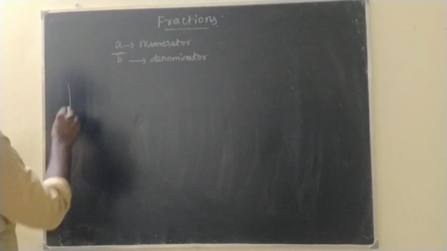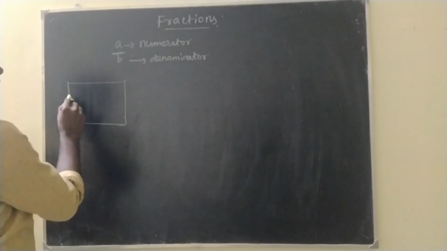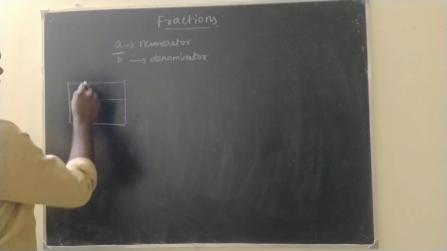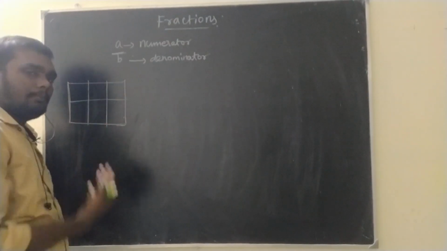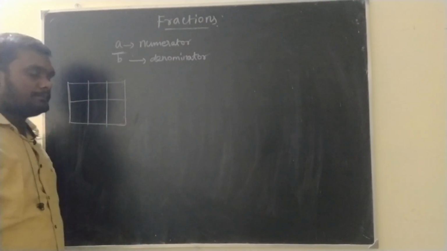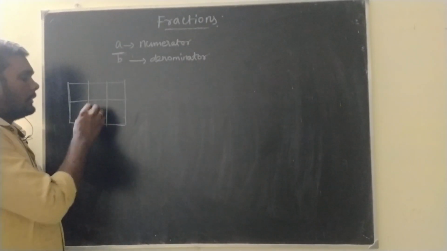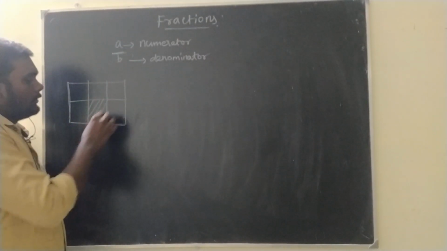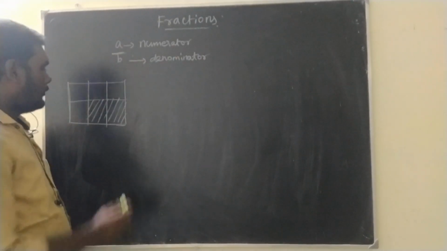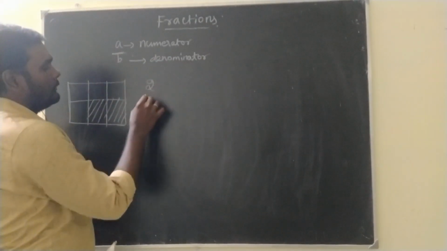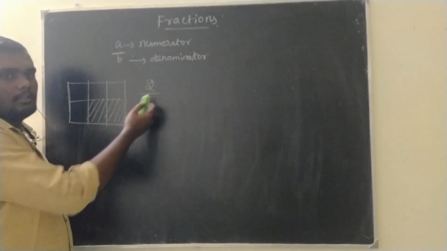For example, if we have a square and we are dividing that square into 6 equal parts, and if we want to represent 2 parts among the 6, how much part is shaded? 2 over 6. So this is how we denote the fraction.